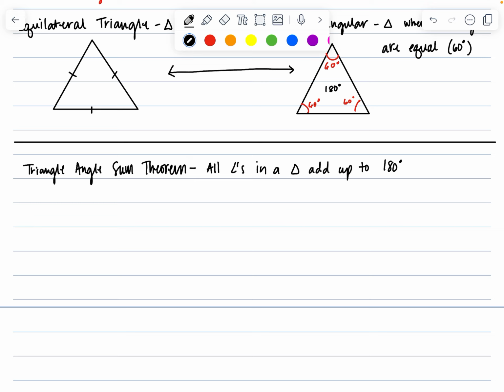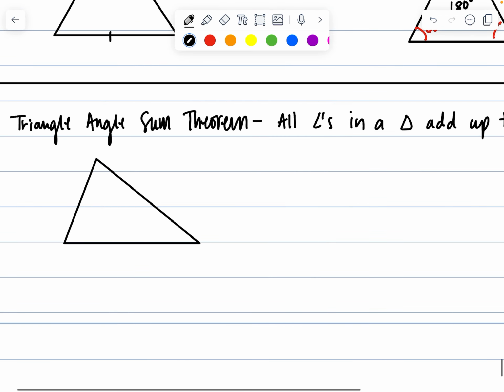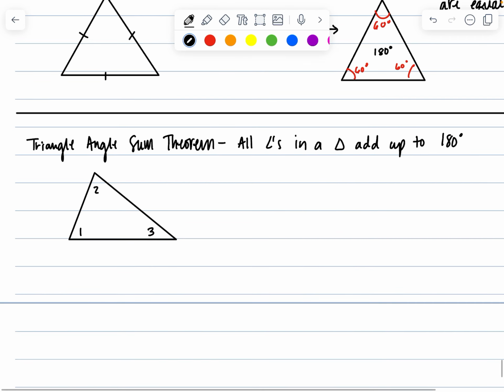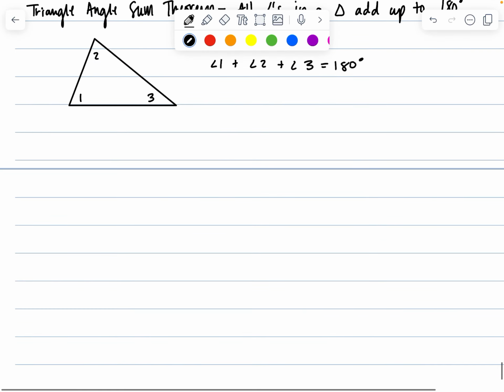180 degrees. Okay, so for instance, if I drew a triangle here, let's extend this out a little bit so I have a little more visual. Call this angle 1, 2, and 3. We could then say angle 1 plus angle 2 plus angle 3 is going to be equal to 180 degrees every single time.